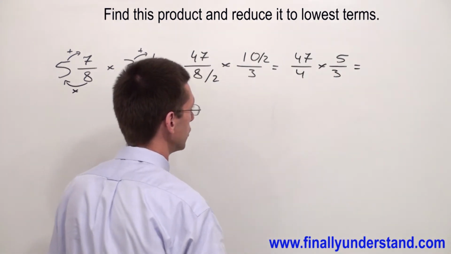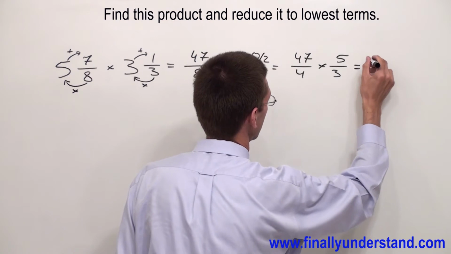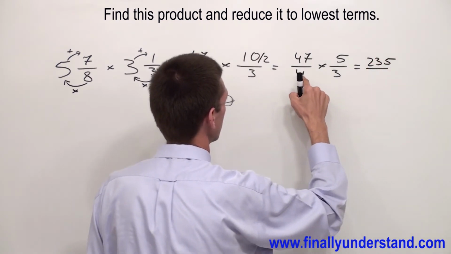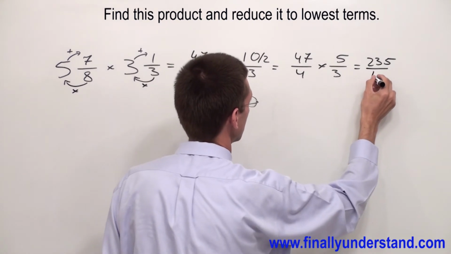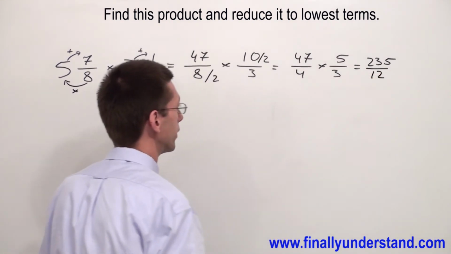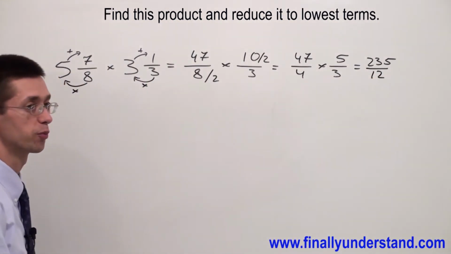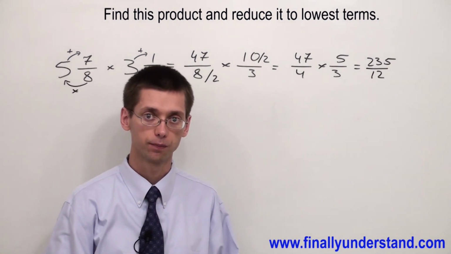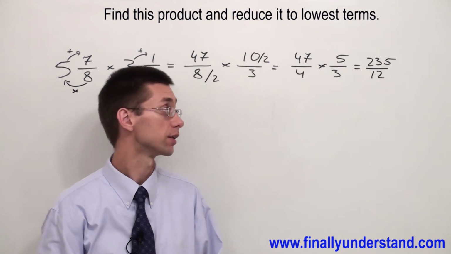47 over 4 times 5 over 3. 47 times 5 is equal to 235 over 4 times 3 is 12. This is an example of an improper fraction. Most of the time we have to convert an improper fraction to a mixed number.